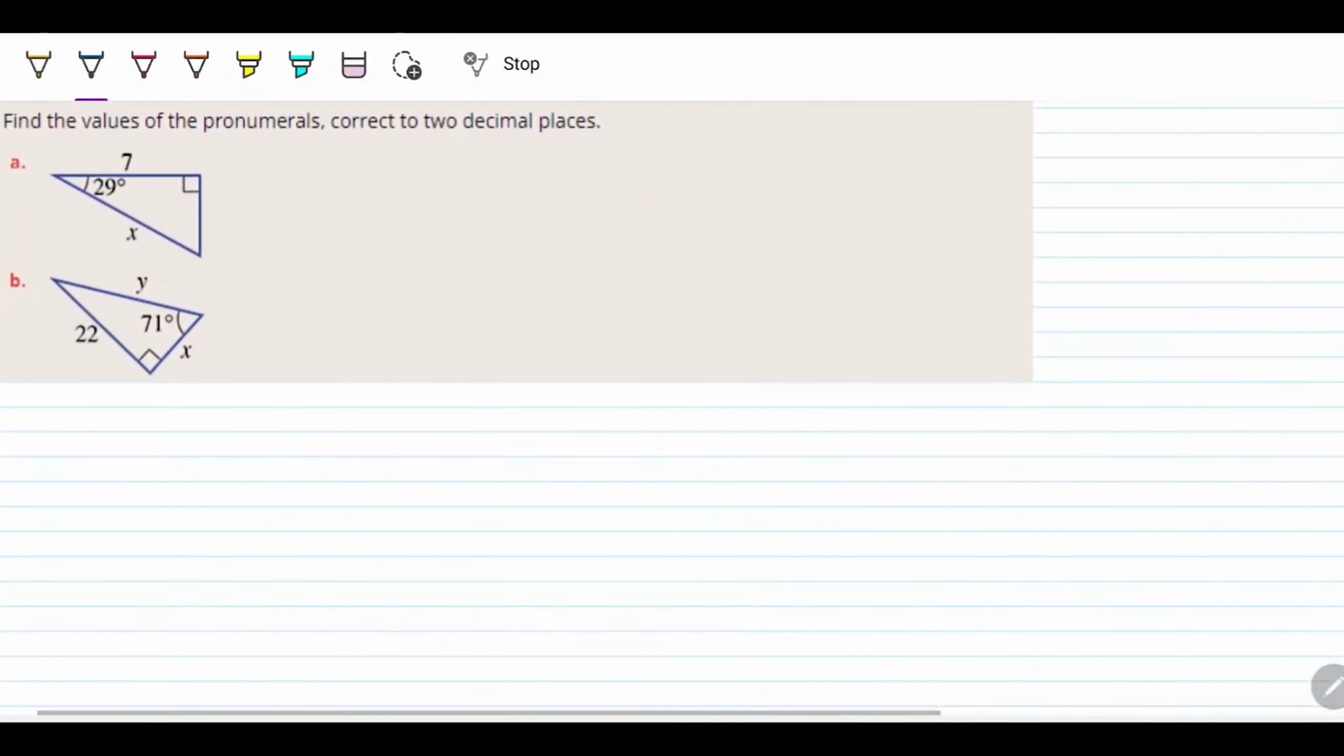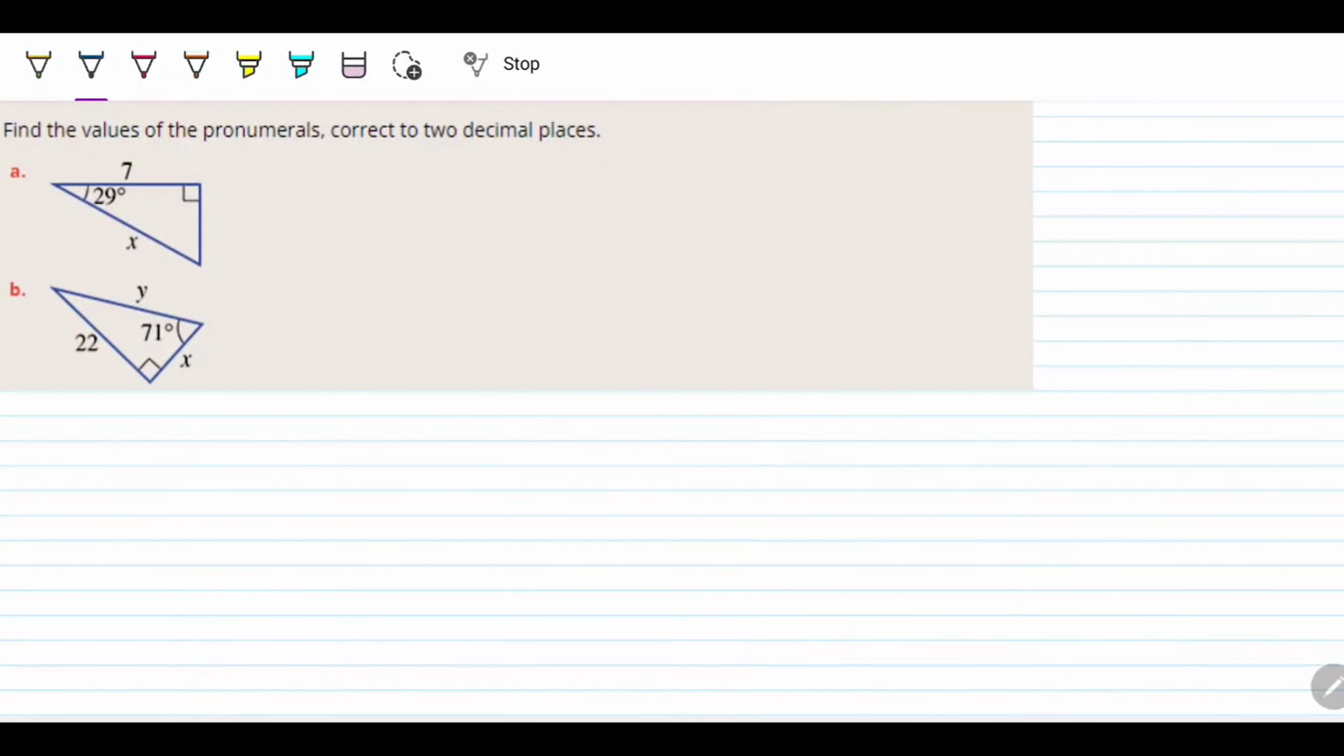Alright, let's try the next one. Find the values of the pronumerals correct to 2 decimal places. So for the first one, let's label what we have. We've got the hypotenuse, we've got the adjacent, and we've got the opposite. Because we have the hypotenuse and the adjacent, we're going to be using cos. So it becomes cos 29 equals a over h, so 7 over x.